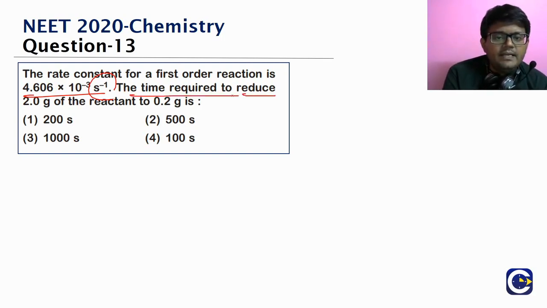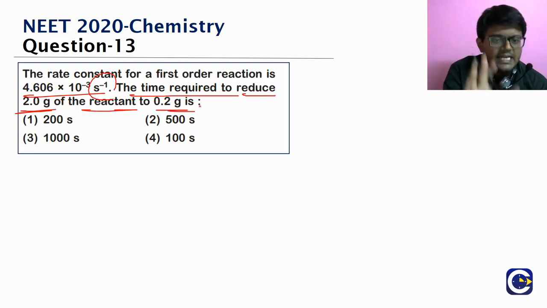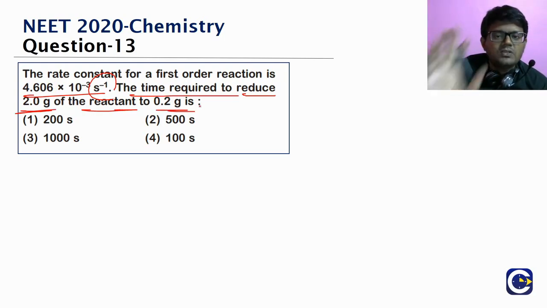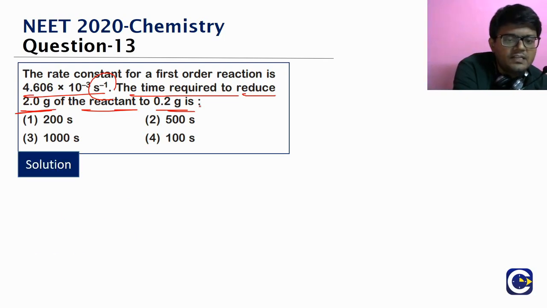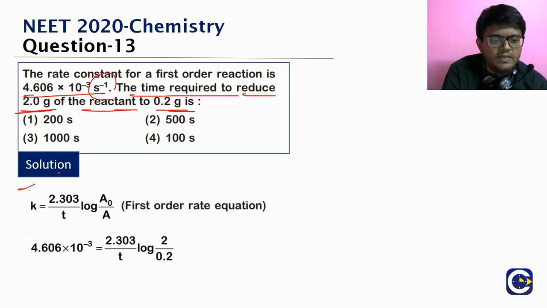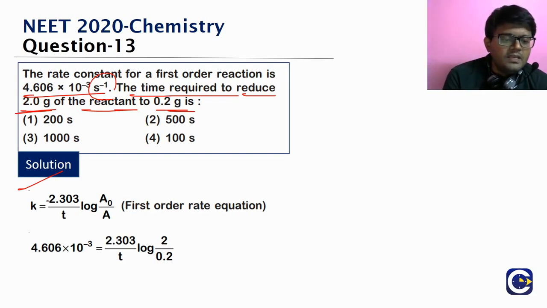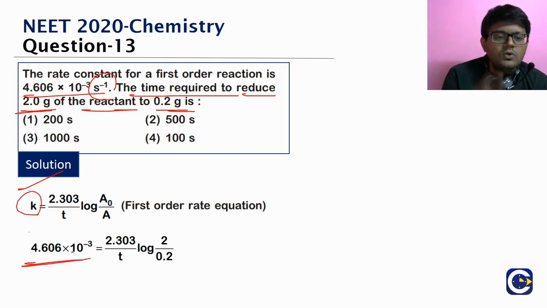The question asks for the time required to reduce 20 grams of the reactant to 0.2 grams. This is in fact a straight question based on the application of the integrated rate expression for the first order reaction. What is the equation? K is equal to 2.303 by t into log of a naught by a. This is the integrated rate expression for the first order reaction. In this, k is given to us. What is the k value?